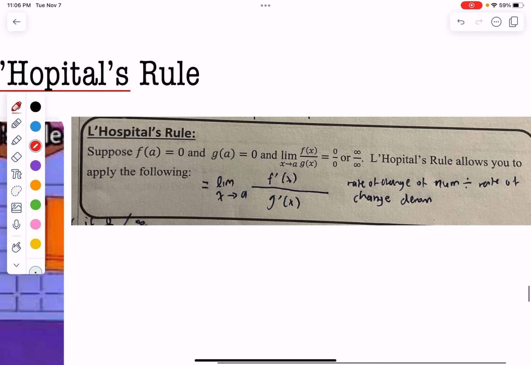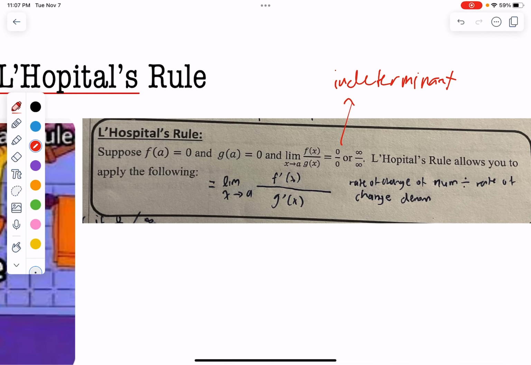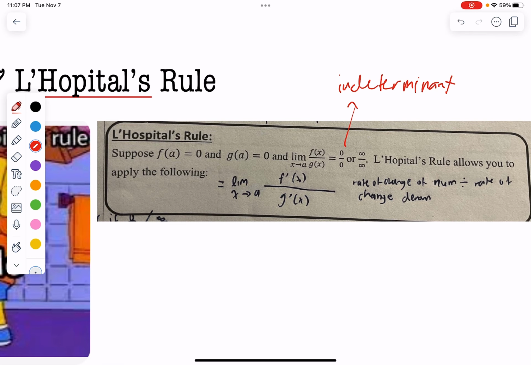So 0 over 0 or infinity over infinity is not good. These are called indeterminate forms. There are definitely a lot more of these out there, but we only focus on 0 over 0 and infinity over infinity in this class.